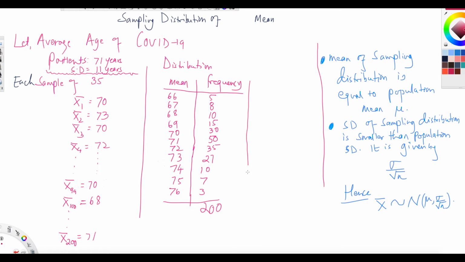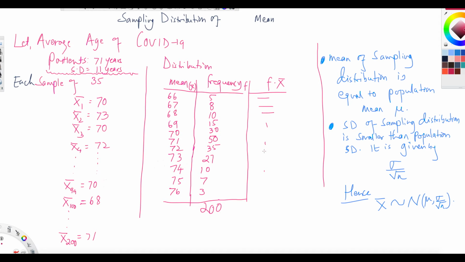What you do is find f times x. Multiply these two and write it down there, multiply these two, write it down there, and so on. Let me show you how to use the calculator to find the mean. This is x, basically x bar. You can write this as x bar, and this is f. So f times x bar is here.